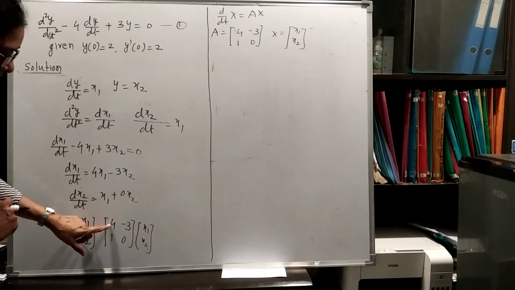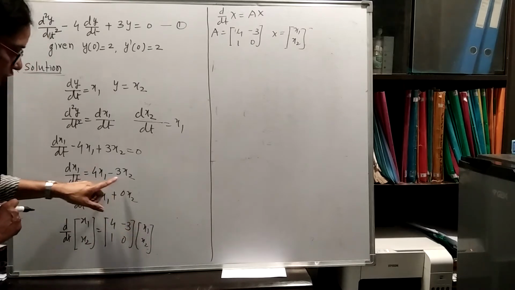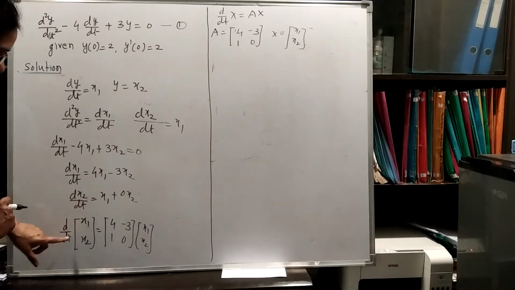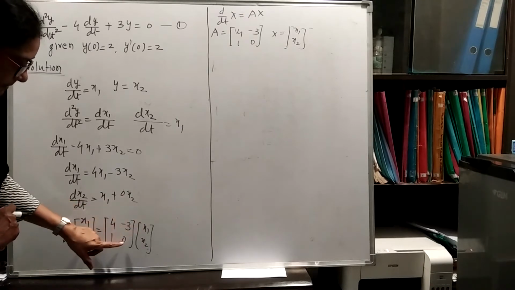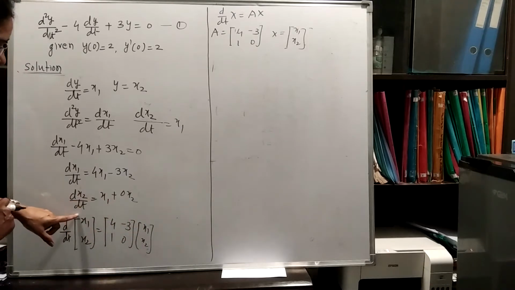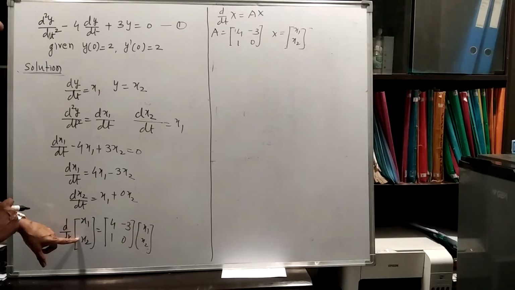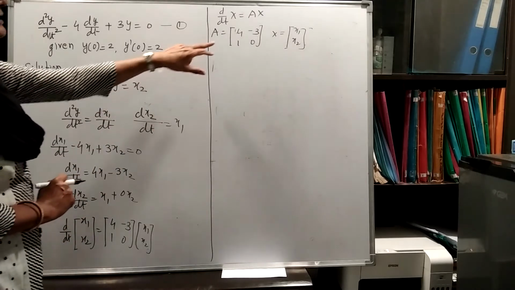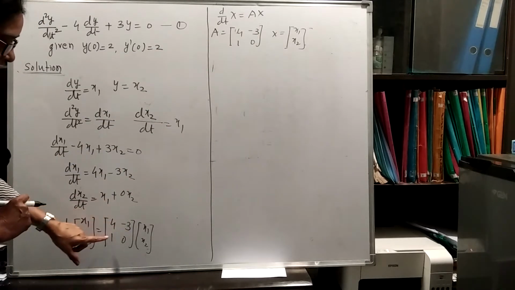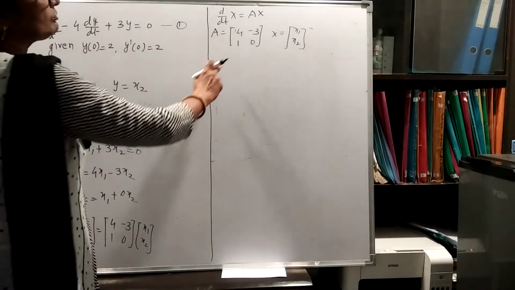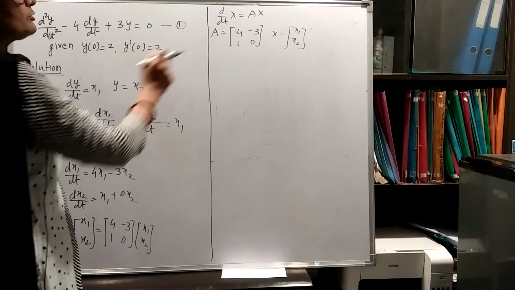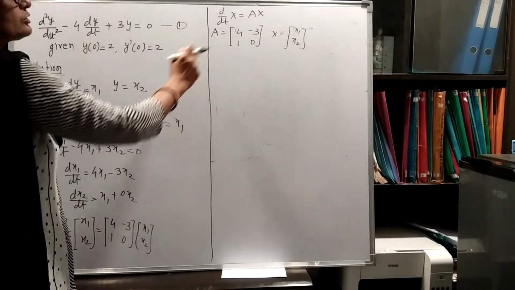If we expand this, what will we get? 4x1 minus 3x2 is equal to d/dt of x1. And d/dt of x2, how much will we get? 1x1 plus 0x2, like that. So these two equations we can write in the form of matrix. And what is A now here? A is this 4 minus 3 1 0, and what is x? x is x1 x2. Now to solve this equation we have to find the modal matrix for A.